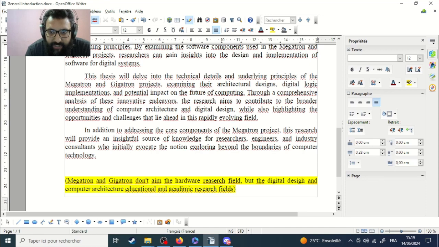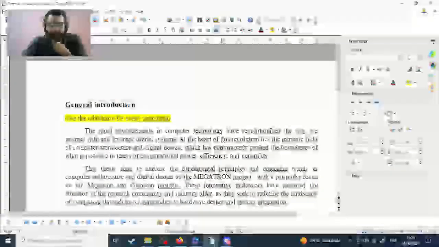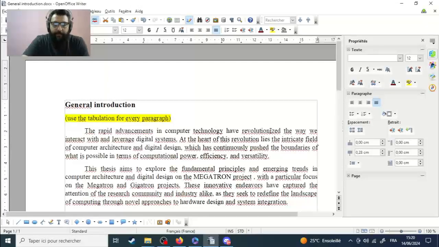But in the digital design and computer architecture educational and academic research field, this Megatron could be used in the field of educational research. It's a big field in research: educational research, how to make computer architecture and digital design easy to learn. It's an important research field, but it's not hardware research. The hardware research is totally different from this. I guess that's all.